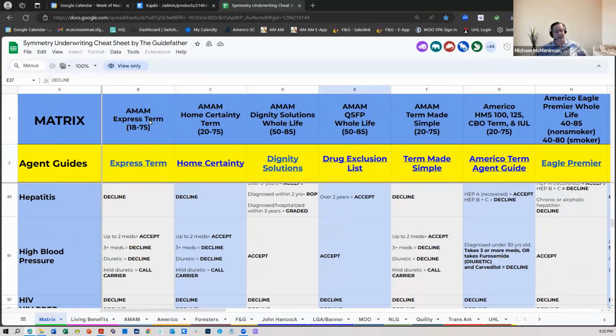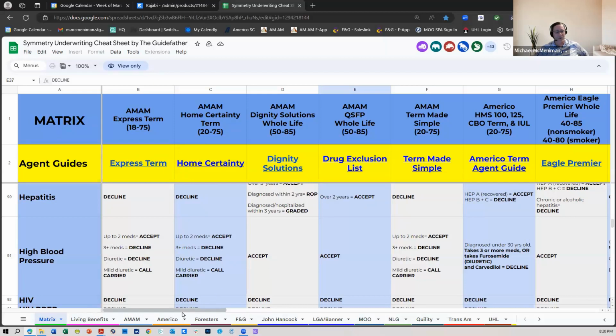But for example, with American Amicable's express term policy, if the person is on 2 high blood pressure medications, they're going to be approved if that's their only condition. However, if one of those two medications is a diuretic, they're going to get declined. Wow. So you see why knowing exactly what meds they're on and what they're for becomes extremely important.